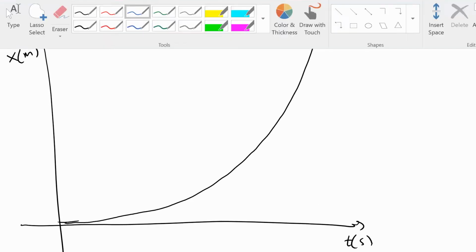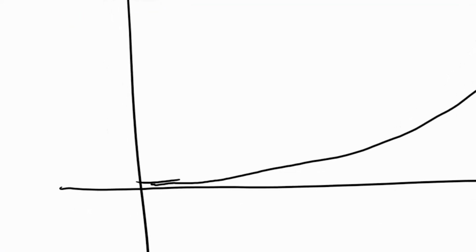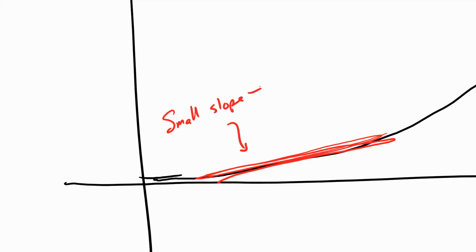So you might wonder, how do I know that this is a changing velocity? Well, let's zoom in. Right now, if I were to look at this, it looks kind of like a straight line over here, right? Straightish. And so this has a small slope. Small slope, small velocity, right? Because the velocity is the slope.